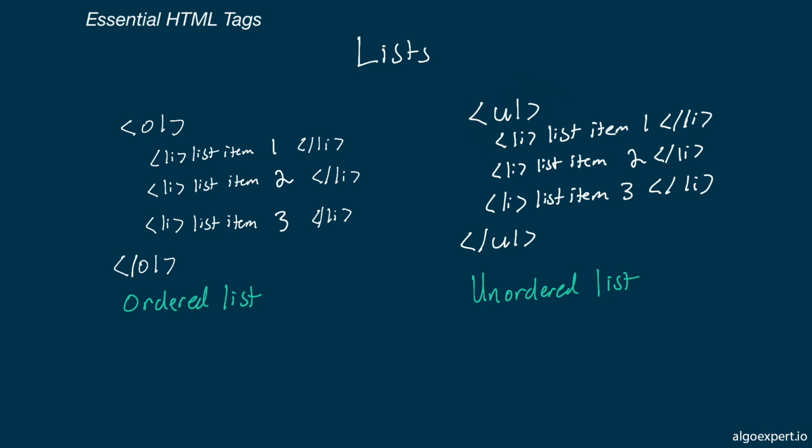An unordered list works exactly the same way, except there's no defined order to it. An example here could be a to-do list. You don't necessarily need to do those things in order, you just need to do them all. And by default, these will display as bullet points.